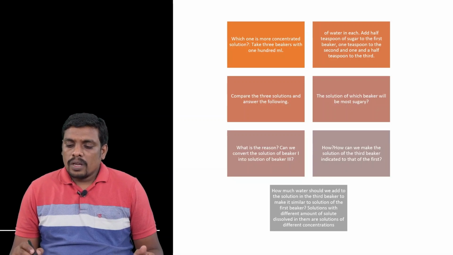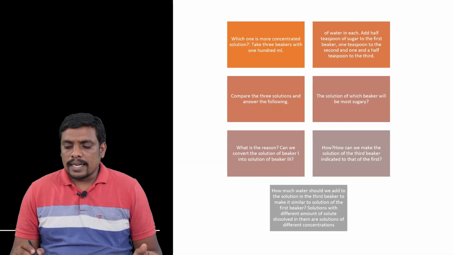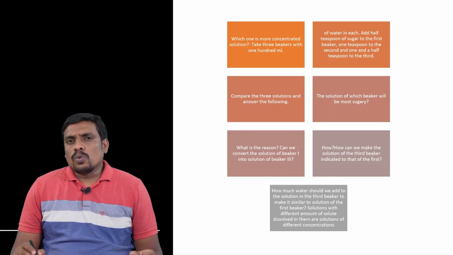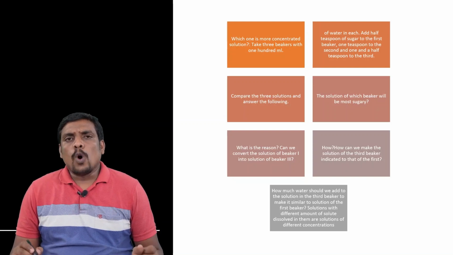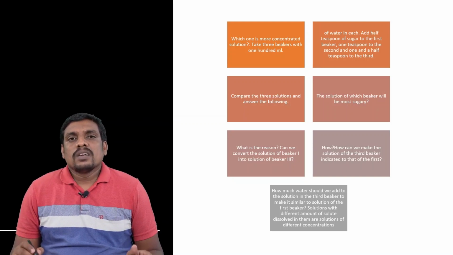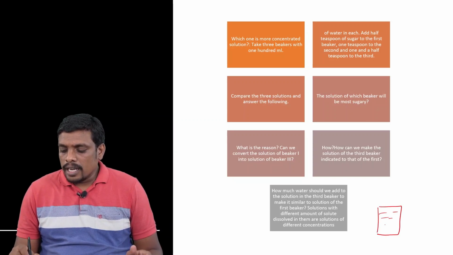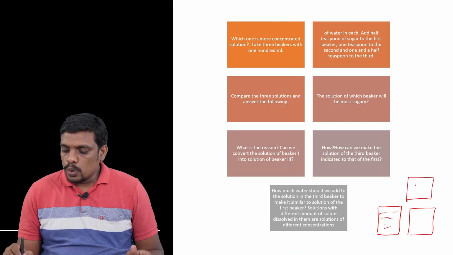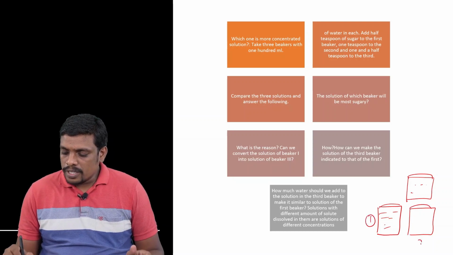Half a teaspoon of sugar to the first beaker, 1 teaspoon to the second, and 1.5 teaspoon to the third. Now for these three beakers which contain water, I have taken only the sugar solution. Already I said that in these three beakers we need to take the water, isn't it? This is the first one, second one, and third.